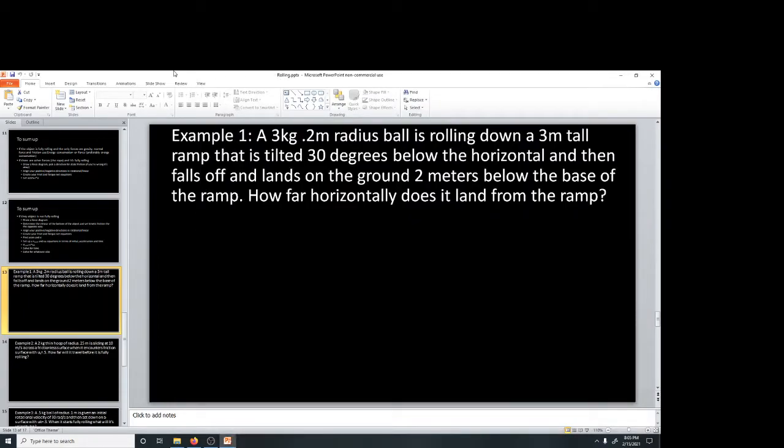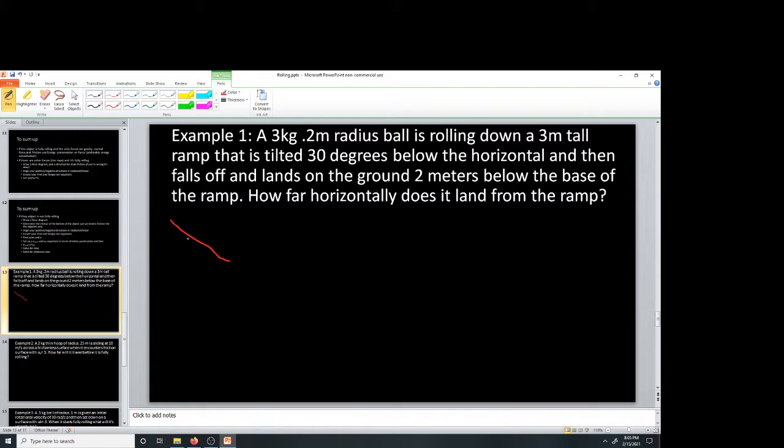Okay, I've got 5 examples of rolling stuff for you guys. So let's just get to it here. The first example is we've got a ramp. It's inclined at 30 degrees.